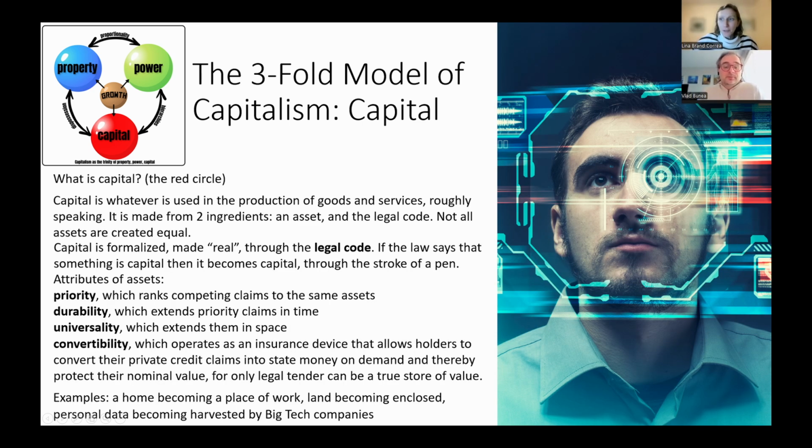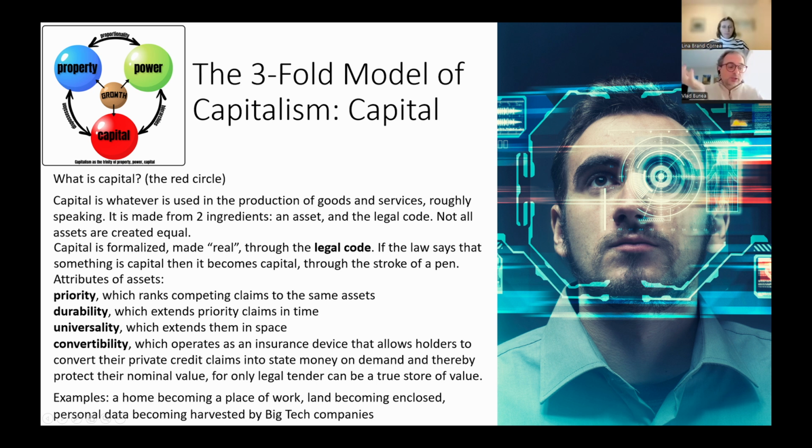Vlad, can I interrupt you for a quick second? Yes, please. If you go back to the attributes of the assets, rarity, durability, universality, and convertibility, as one of our students here, Ehren, asks, can you elaborate on those attributes from the data example? Because you keep talking about the personal data example. How do priority, durability, and these four attributes apply to the data example? Yes, thank you. Very interesting.